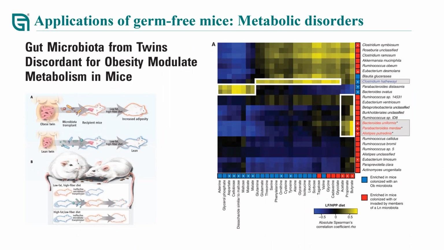Researchers transplanted the microbiota from twins discordant for obesity into separate groups of recipient germ-free mice. The fecal microbiota from the obese twin led to an increase in body weight with the low-fat diet, while transplantation of the lean co-twin's microbiota did not show this effect. Here, the germ-free mouse is a good model to study the cause-effect relationship between gut microbiota and diseases.